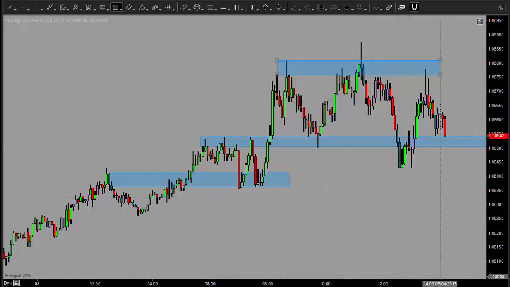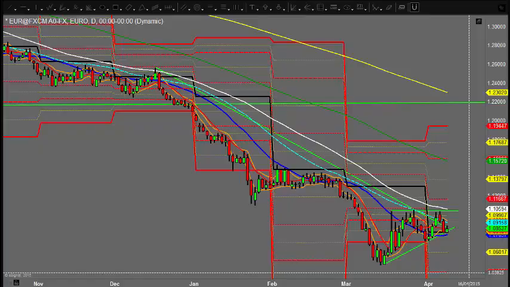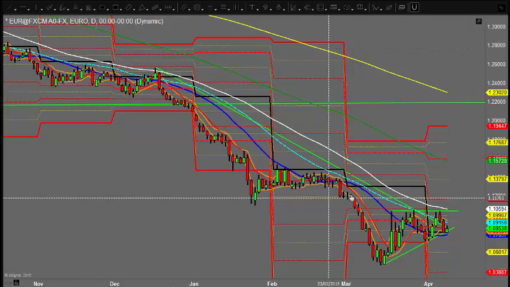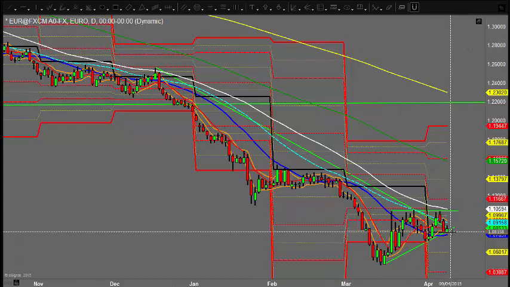Now I'm just going to move on and do a quick review of the markets. Okay, so let's have a look at the euro dollar first. Let's just look through the markets there.